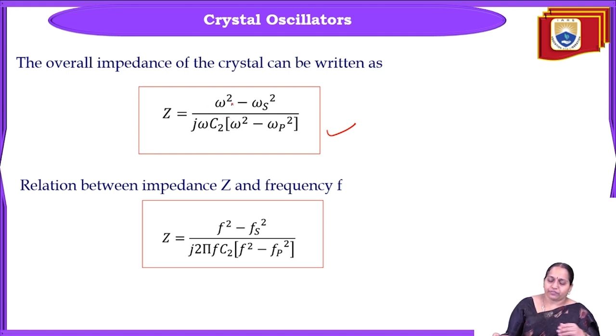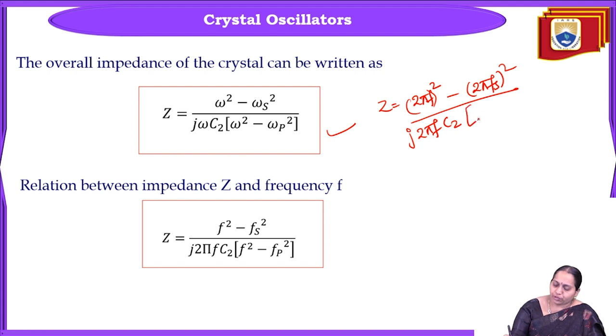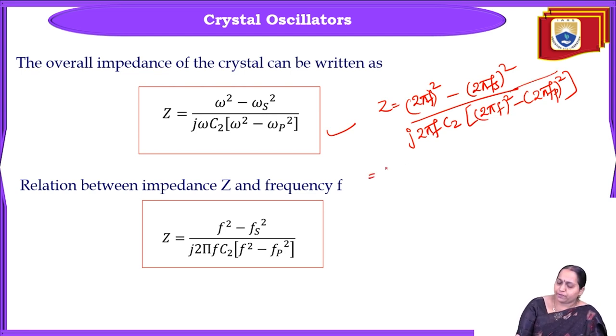F square, I will just try to do it here. So Z is equal to, omega is 2 pi f, square. Omega square, (2 pi f) whole square minus (2 pi f s) whole square, divided by j omega, where omega is 2 pi f, C2 into (2 pi f) whole square minus (2 pi f p) whole square. Okay. So on further simplification, what do you get?